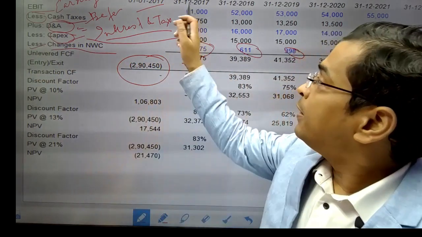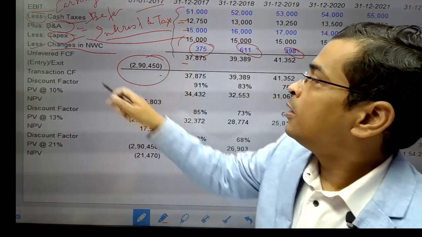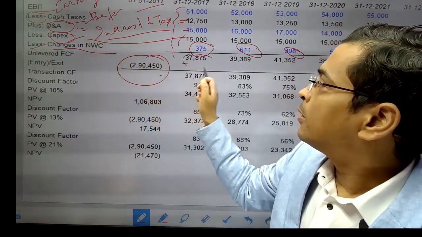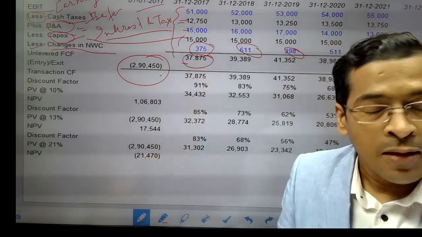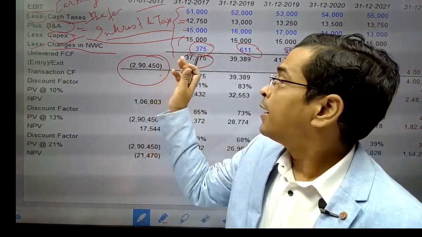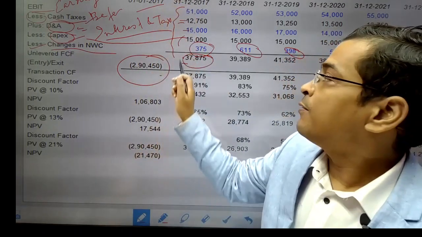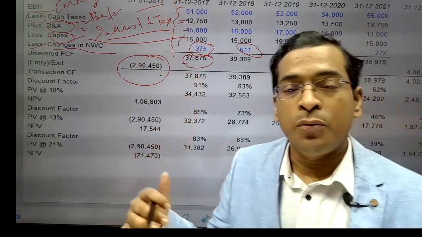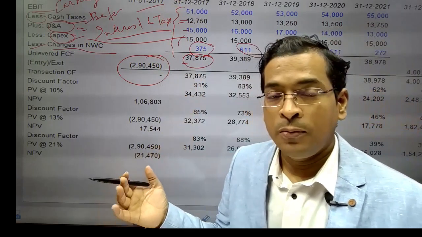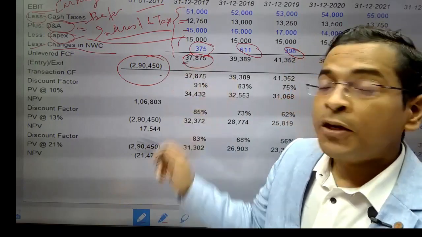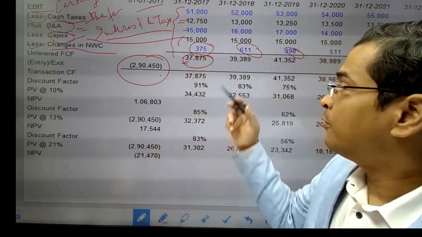Now, if we just factor all the plus, minus, less, plus, etc., we will arrive at this number. And what is it? This is the net cash inflow for the year 2017. If it was a negative number, it would result in an outflow. We'll consider that as a net cash outflow. But in this case, good news, we have a net cash inflow.